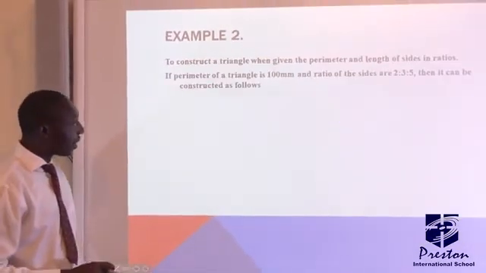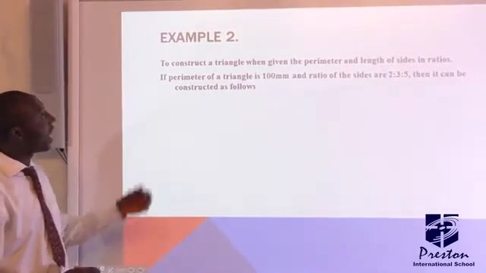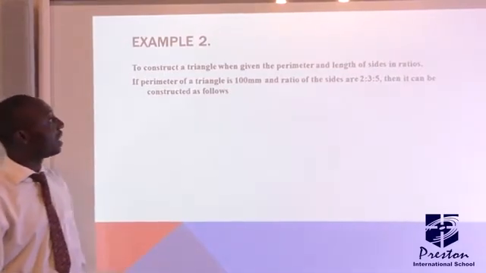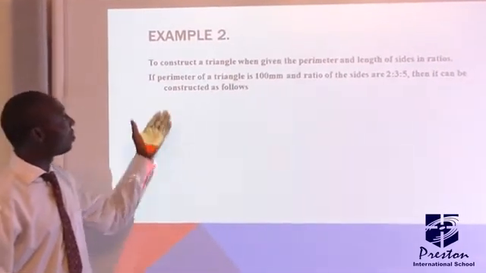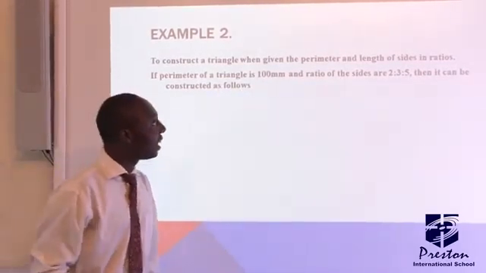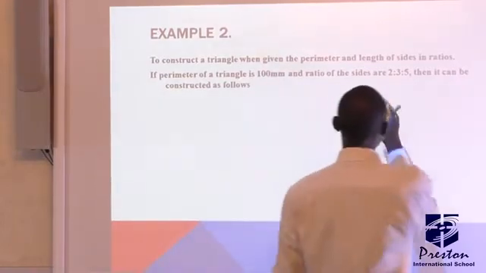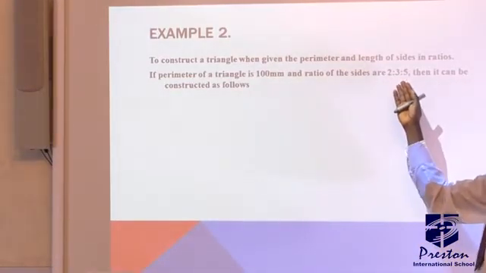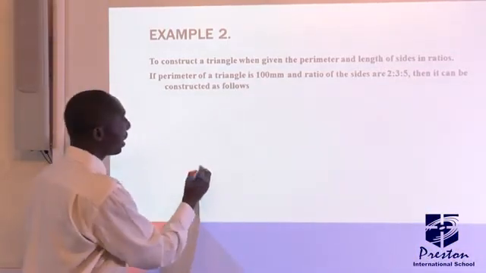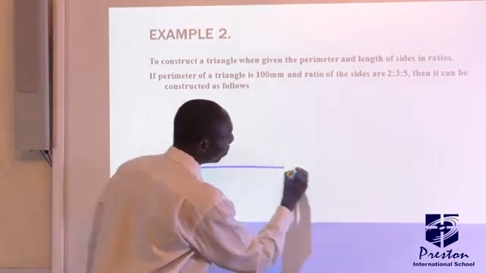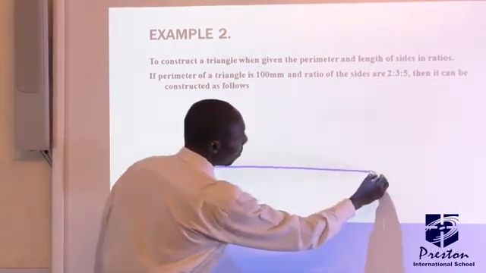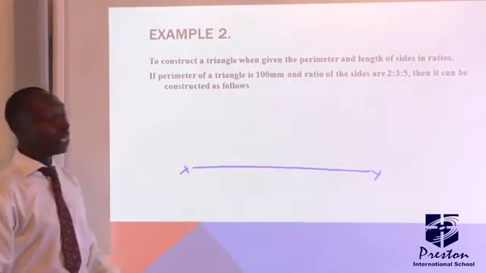The second example here is to construct a triangle when you are given the perimeter and the ratio of the sides. How do you do that? If, for example, you are given the perimeter to be 100 millimeters and the ratio of the sides is 2, 3, and 5. Then you construct it by measuring with a ruler, from this point, let's say X and Y to be 100 millimeters.